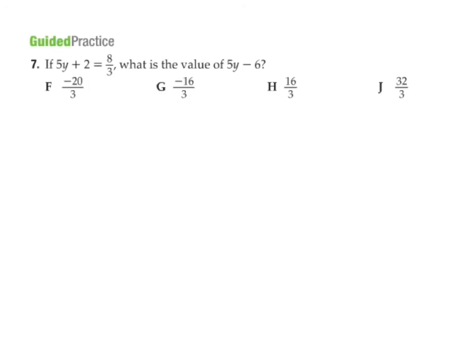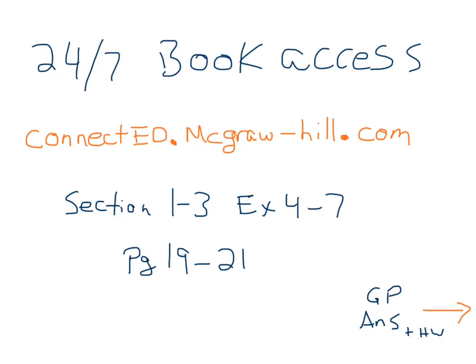Okay, now that you've tried that one, I want to remind you that you have 24/7 book access at connected.mcgraw-hill.com. Today we talked about section 1-3, examples 4 through 7, which are located on pages 19 through 21. We're going to move over to the next screen for the guided practice answers, and the screen after that will have your homework assignment on it.